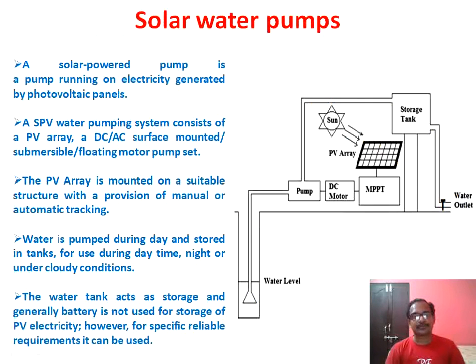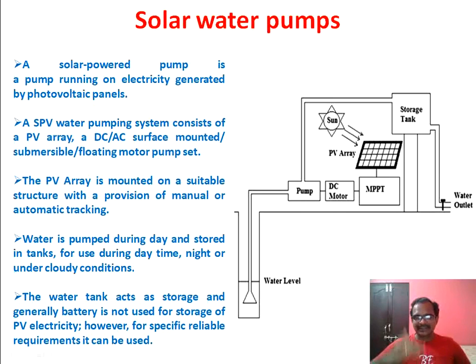Third one is solar water pumps. How will a solar water pumping system work? In our normal water pumping system, we add solar to it. Here we can use either an AC motor or a DC motor. In this example, I am using an AC motor. If you want to use a DC motor, you need not use an inverter. Apart from that, everything will be the same.